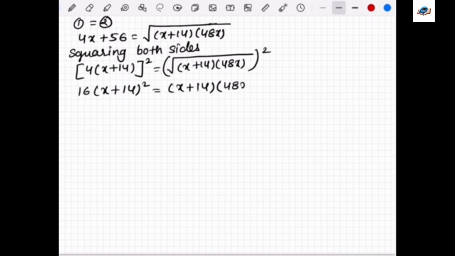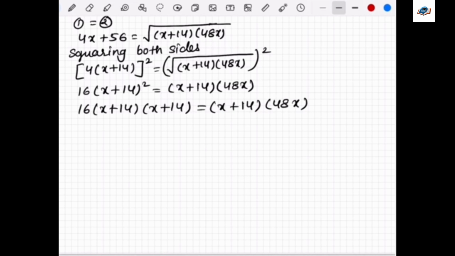So I got finally 16x plus 224 equal to 48x. So now rearranging them, I will have 224 equal to 48x minus 16x. So 224 equal to 32x. So x will be 224 upon 32. So x I got as 7.